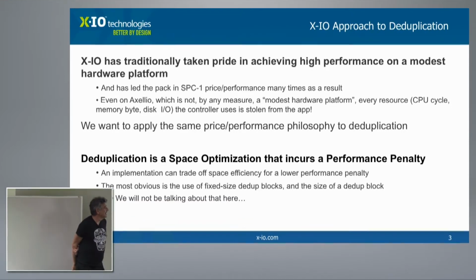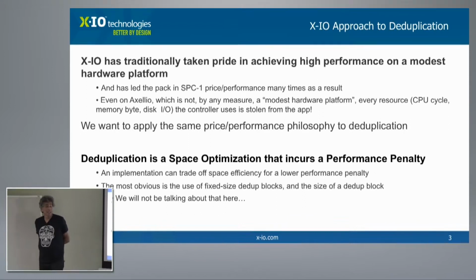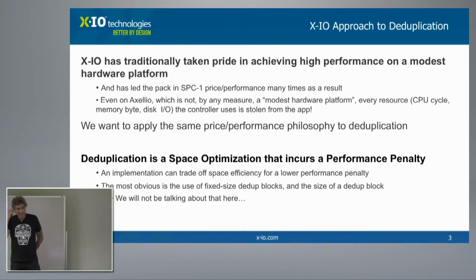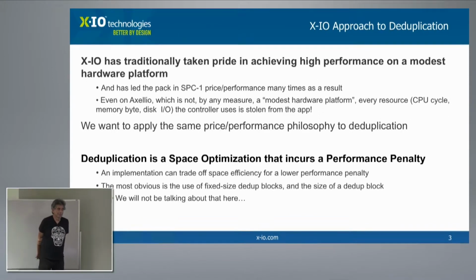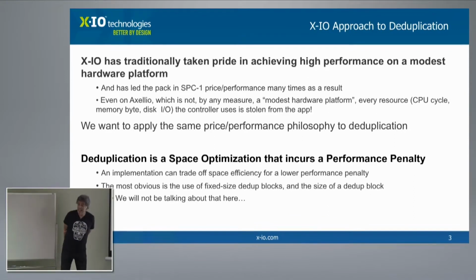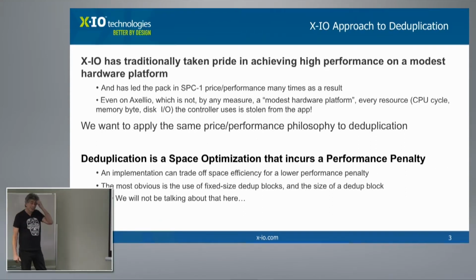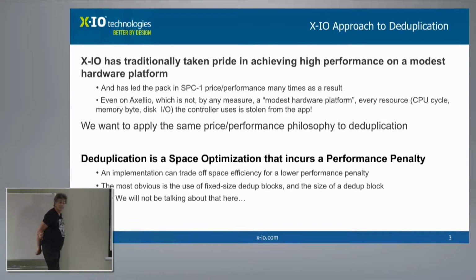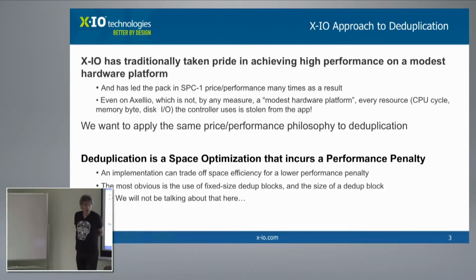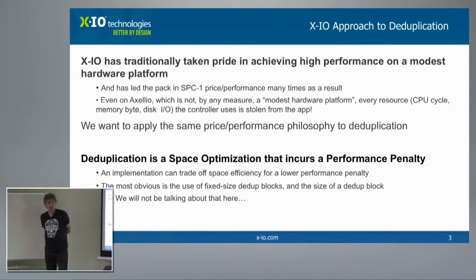Okay? So we at XIO were kind of all old timers when we started, and we've traditionally taken pride in getting high performance out of a modest hardware platform, recognizing the value of a byte and the value of a microsecond. And that's shown up in the fact that our products have many times had the number one spot in the SPC-1 price performance results. And we wanted to continue that philosophy into dedupe, because if we don't have to put a 12-core processor into our controllers, it's a cheaper controller, right?